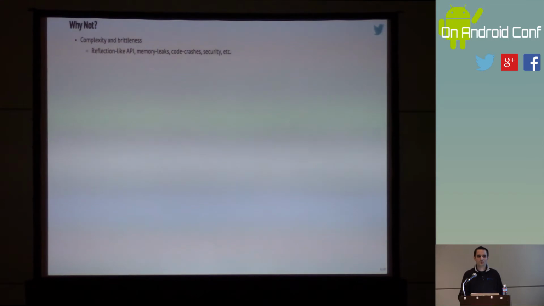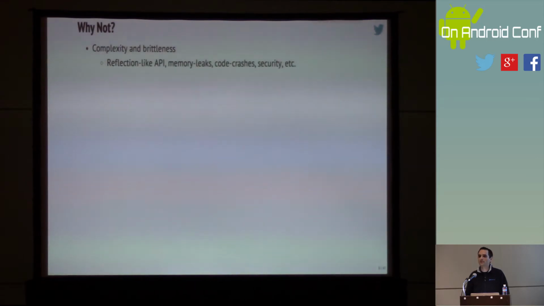Before I tell you how, I want to tell you why you shouldn't do this. Even though it seems kind of crazy, why am I saying this? Well, first of all, complexity. Let me make this font slightly bigger. Complexity and brittleness. In particular, when you are implementing the Java to native bridge, as you will see, you're often dealing with reflection-based APIs. You're dealing with memory management, which leads to memory leaks and memory corruption, which lead to crashes and security vulnerabilities like buffer overruns.